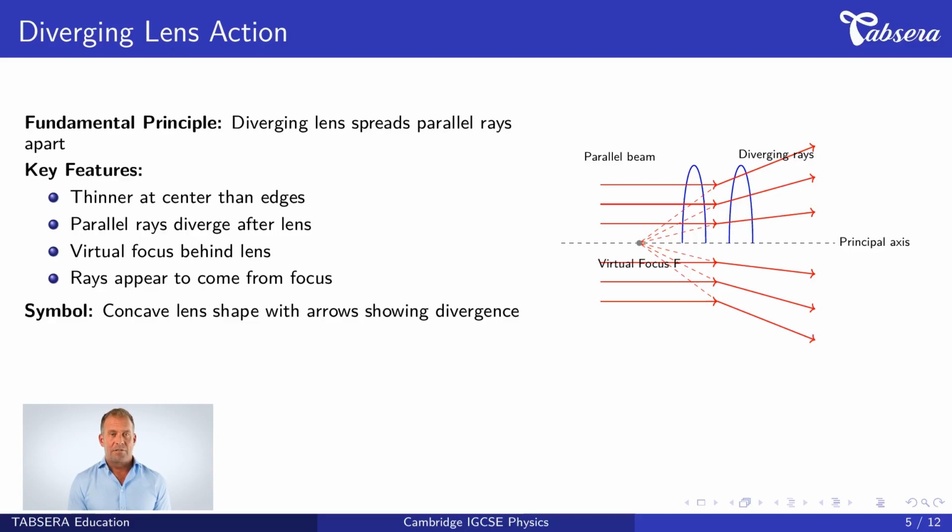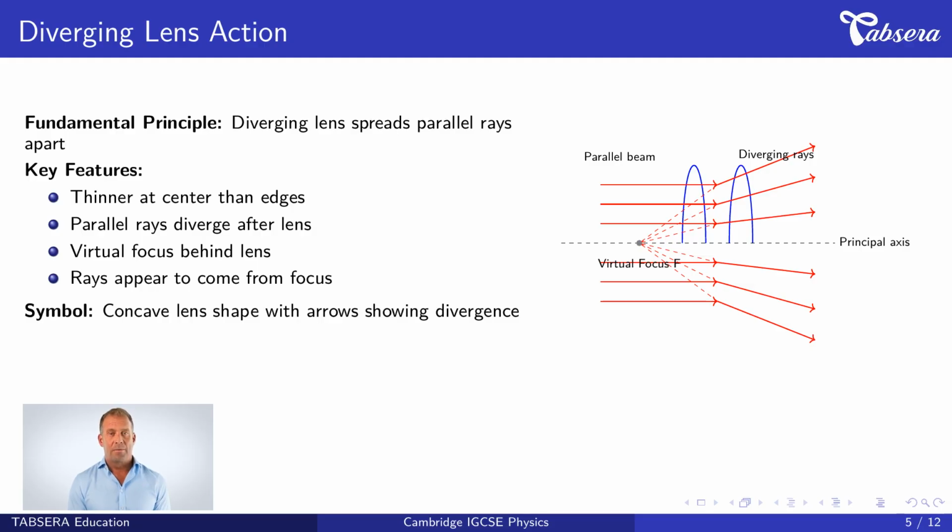Now we examine diverging lens action. The fundamental principle states that a diverging lens spreads parallel rays of light apart. This occurs because the lens is thinner at the center than at the edges, causing light to bend outward. Key features include the lens shape is concave, meaning curved inward. Parallel rays entering the lens diverge, meaning they spread apart after passing through. The focus is virtual, located behind the lens where rays appear to originate. This is called a virtual focus because rays don't actually meet there, but their backward extensions do.